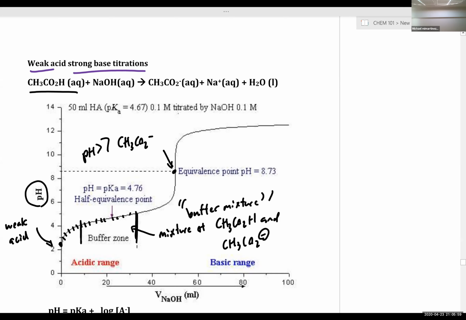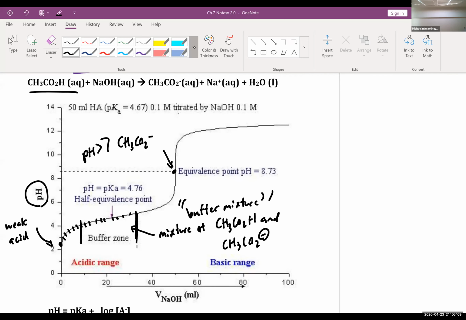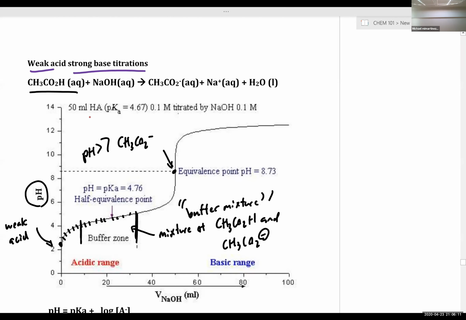Now, here's the real beauty of this. The math doesn't change. The math doesn't change. But we have some interesting regions that I want you to pay attention to. First of which, if we trace down our graph, this volume is the volume for our equivalence point.